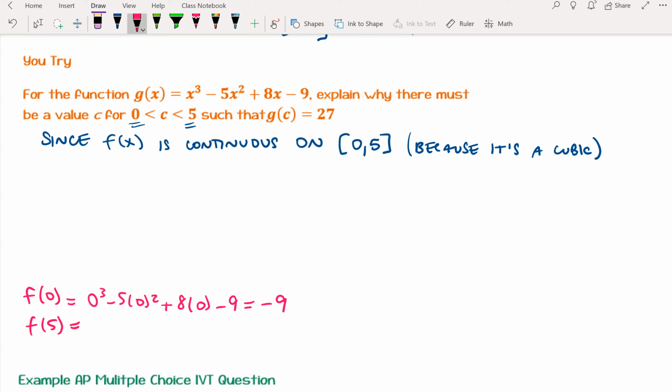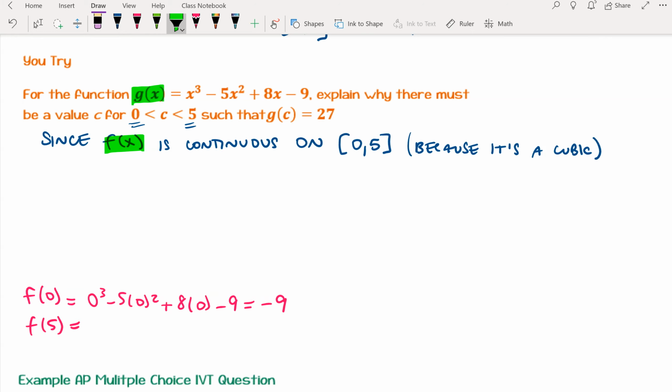So let's see what f of 5 ends up being. Oh my gosh, y'all. Hold on. Okay. Let me show y'all a really, really big mistake. AP graders hate this. They will not give you credit, actually. We started with g. I wrote f. You do that on the AP exam, you don't get credit.